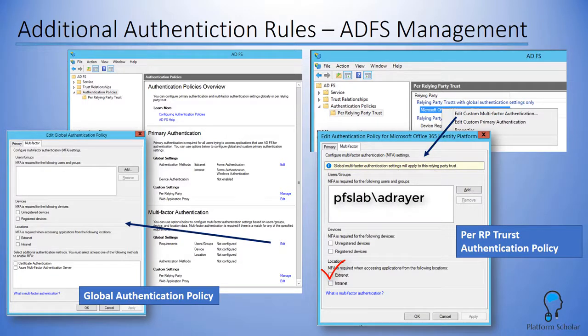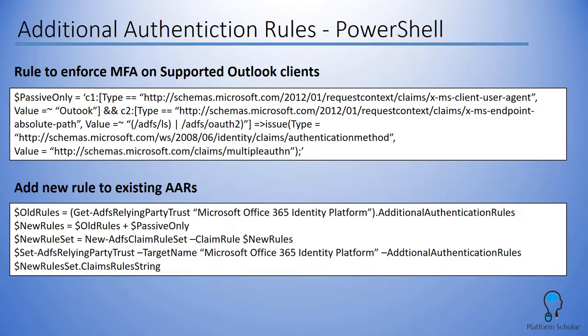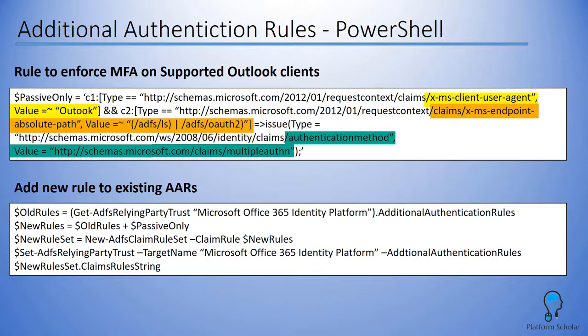If you want to use compound or more finely grained conditions, you can do so, but you will have to add them via PowerShell. Here is a sample rule to enforce MFA only on supported Outlook clients. As you can see, our first condition is based on the user agent value being equal to Outlook. The second condition specifies that the authentication endpoint is either ADFS/LS or ADFS/OAuth2. As we spoke about, both of these endpoints support MFA. Then the action is to issue a claim to set the authentication method to multiple authn. This means it will trigger MFA either on-premise or in the cloud.